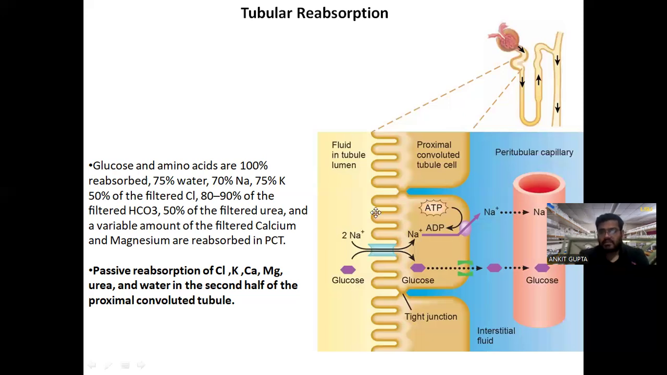So in case of PCT, when the solute gets reabsorbed, water follows it. This type of reabsorption of water is called obligatory water reabsorption. This obligatory water reabsorption is seen only in case of PCT and in the descending limb of loop of Henle. This part is the descending limb of loop of Henle. So from here till here, the water reabsorption which is taking place is called obligatory water reabsorption.